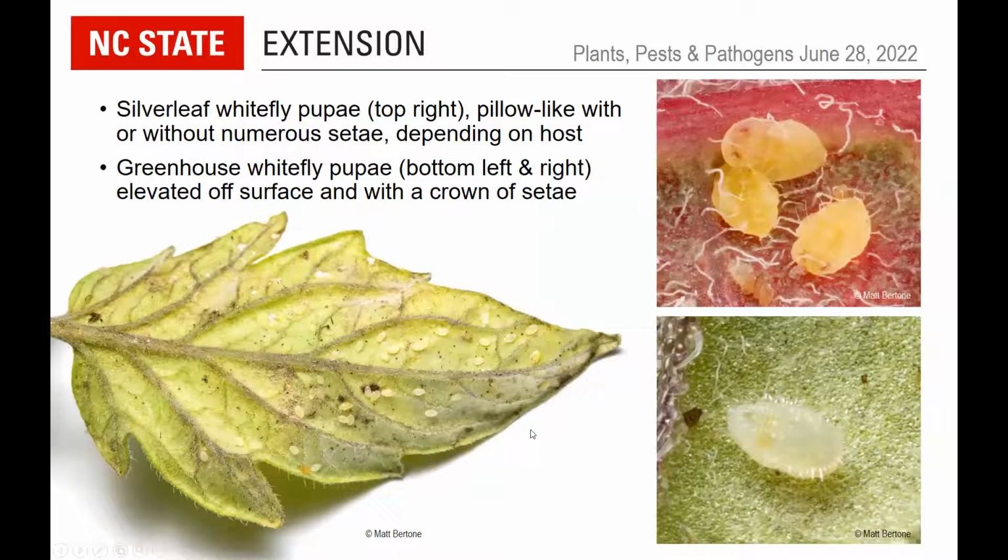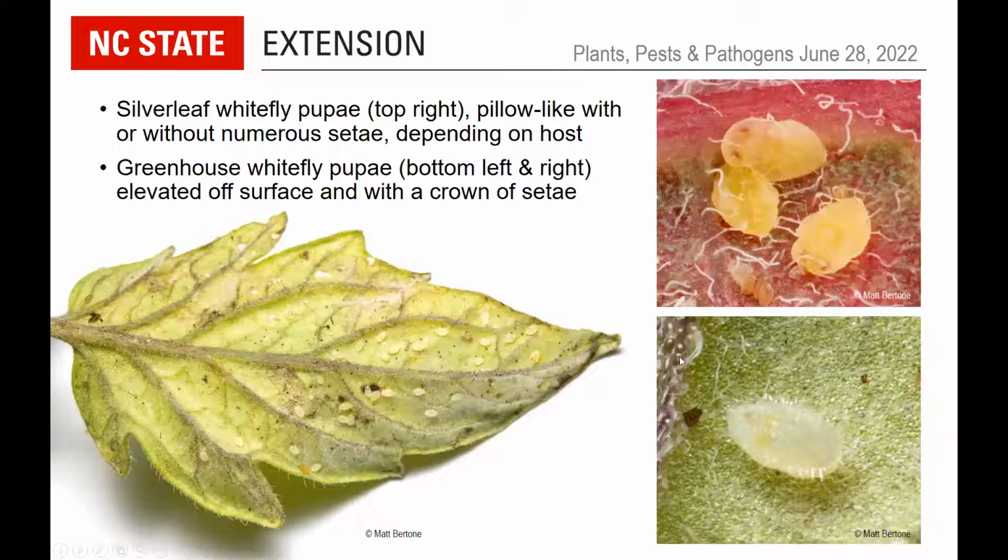Now, like I said, the pupae are the stage that's most diagnostic. So the silverleaf whitefly pupae here are kind of pillow-like with or without numerous setae. In fact, depending on the host plant, they'll develop setae or not, but they always have a pair of setae near the tip of the abdomen.